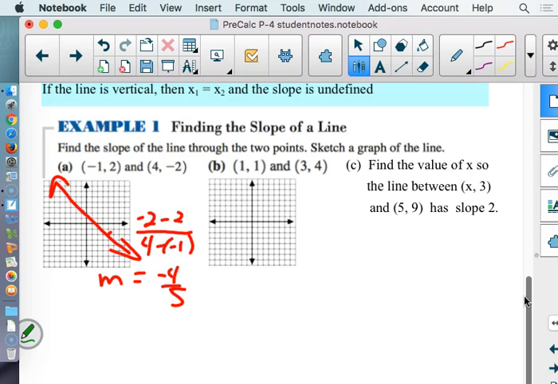What did you get for the slope of B? 3 over 2? Everybody? I hope so. And then we'll just quick graph that one.